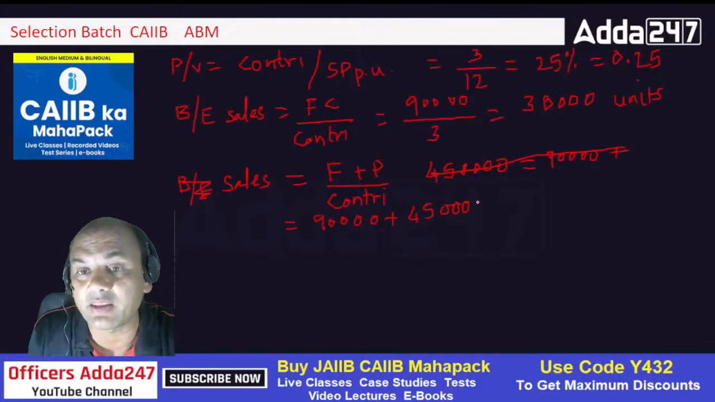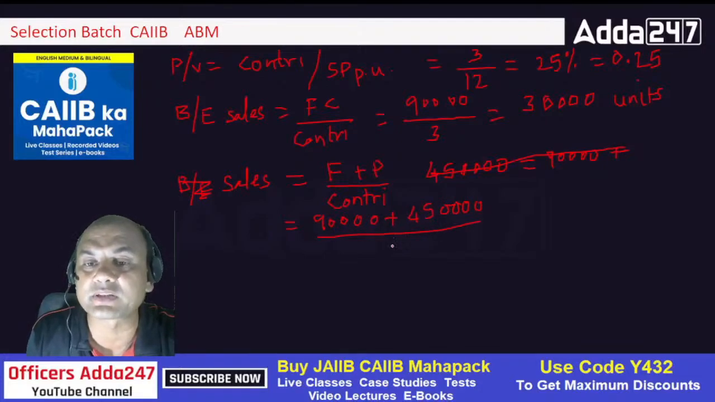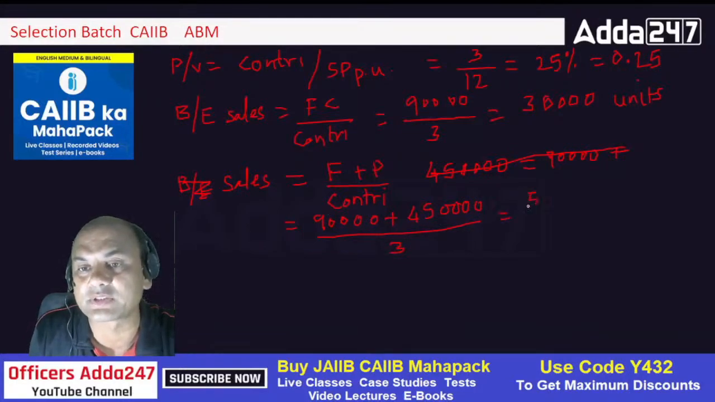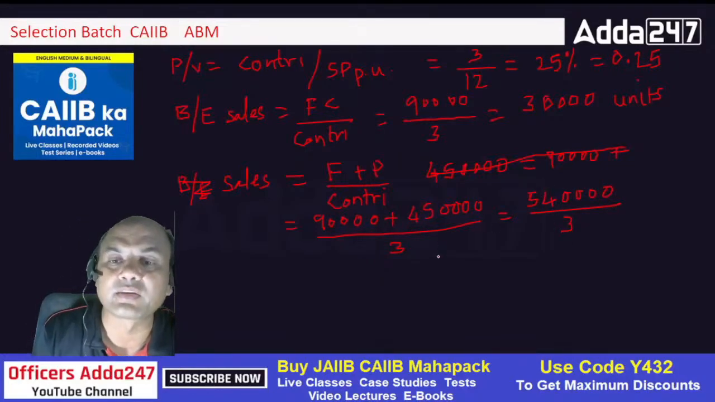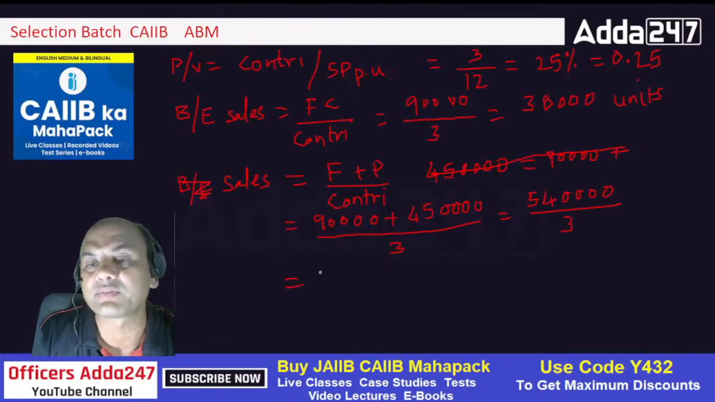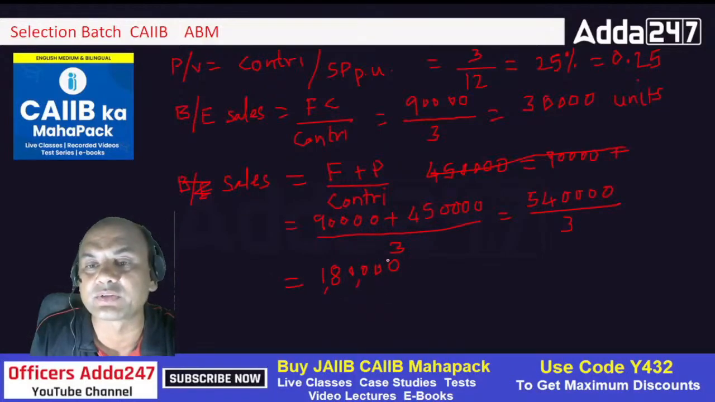So this profit required upon what is contribution, 3. So do the calculations. 5,40,000, isn't it? 540 upon 3. Do the calculations, everyone, fast. 18 threes are 54. So 1,80,000 units. So I'll have to sell 1,80,000 units to get a profit of 4,50,000.